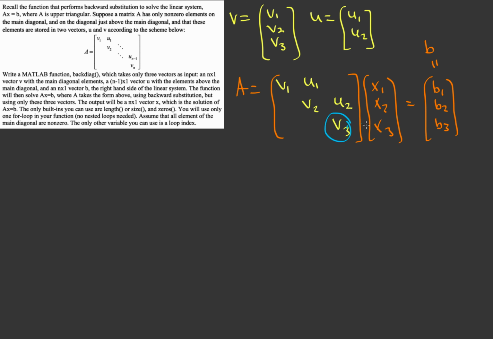So we're going to multiply v3 by x of 3 right here, because all the other things right here are 0. So when you multiply by x of 1, it cancels out. x of 2 cancels out. The only thing that's left is v3 times x3, which gives us b3. So we have v3 x3 is equal to b3. If you solve for x of 3, you get x of 3 is equal to b3 over v3.